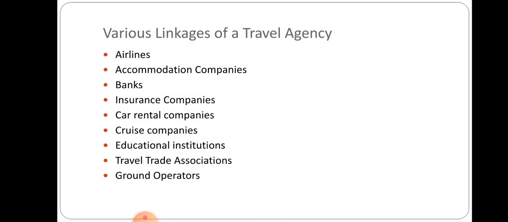In this video lecture, next we cover the various linkages of a travel agency. For making the arrangements for a tourist, a travel agent makes contacts with various organizations. Let us discuss. First organization is airlines. For booking the air ticket, a travel agent makes contact with various airlines.